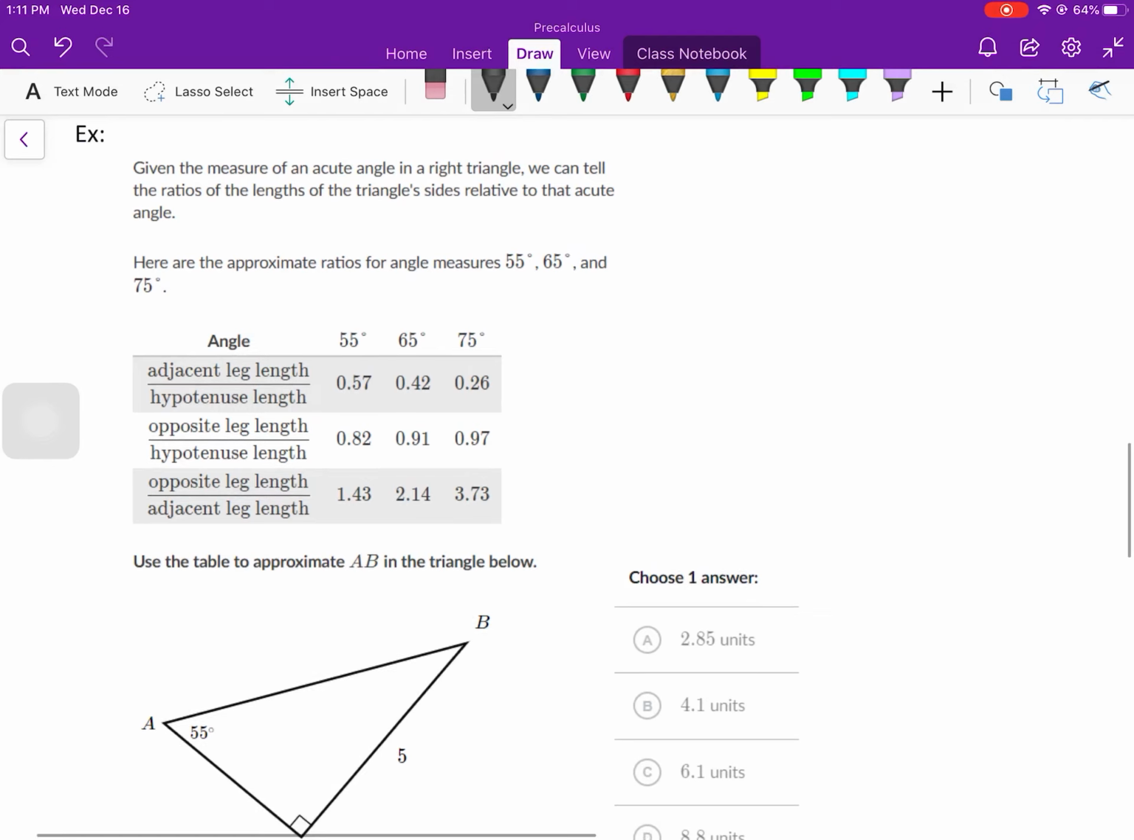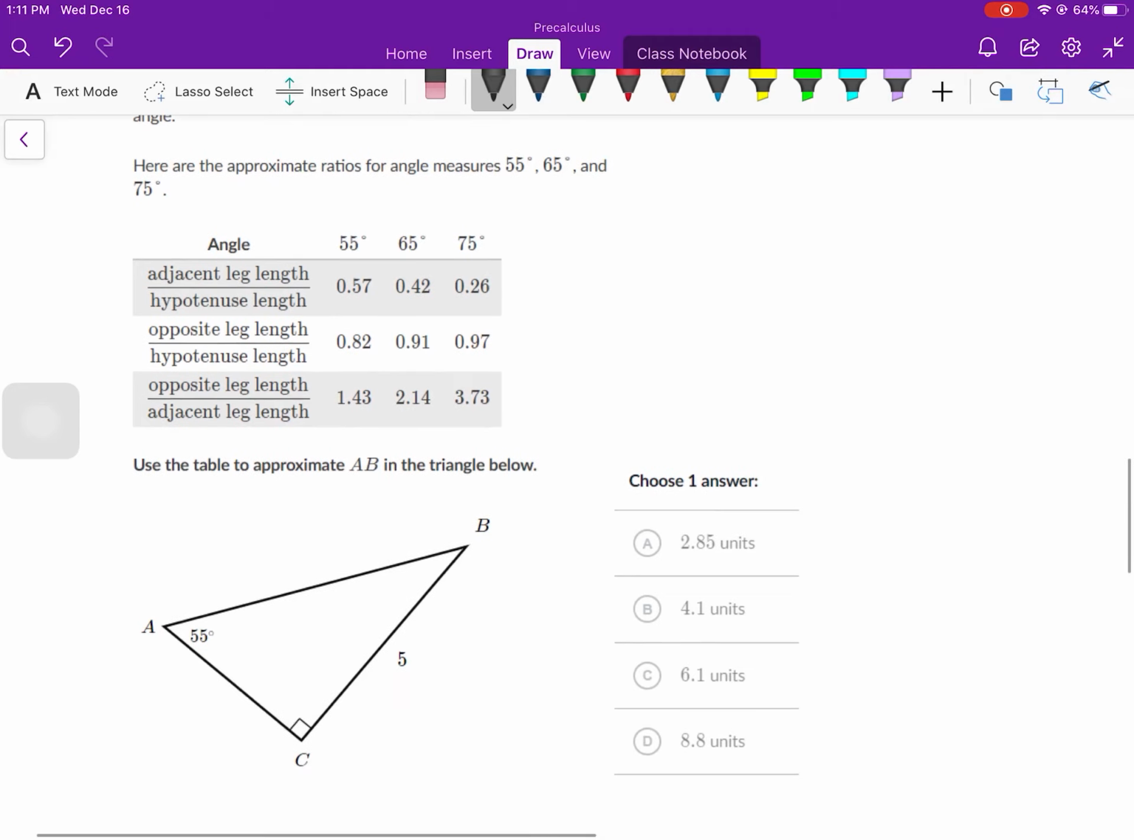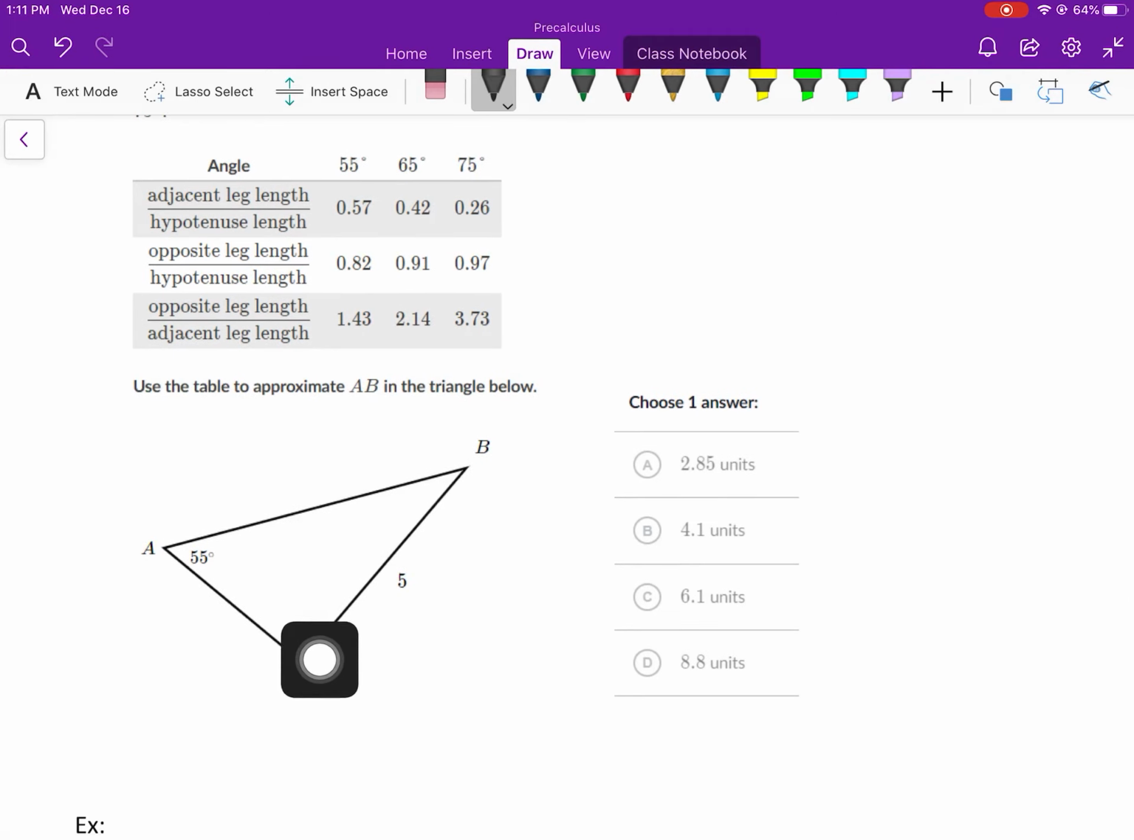Okay, another problem here. Similar idea. Honestly, this is probably one of the more difficult assignments, and we got to start out with it. So I'm not a big fan of that. We're going to use the table to approximate AB. So we want to know what is AB. I'm going to call that X.